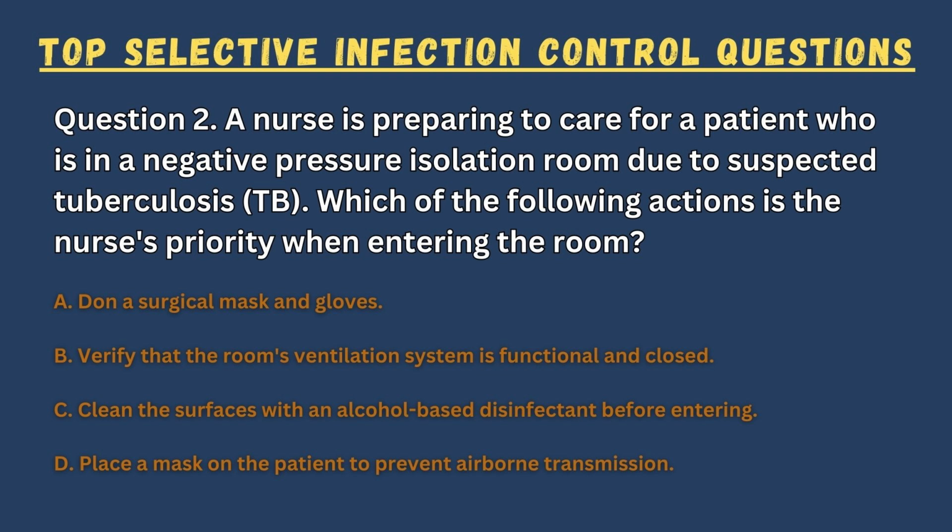Question 2. A nurse is preparing to care for a patient who is in a negative pressure isolation room due to suspected tuberculosis, TB. Which of the following actions is the nurse's priority when entering the room? A. Don a surgical mask and gloves. B. Verify that the room's ventilation system is functional and closed.